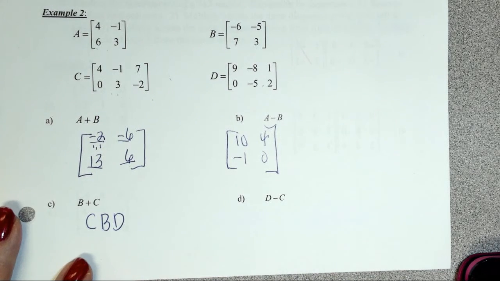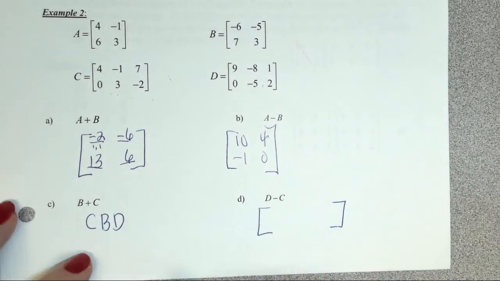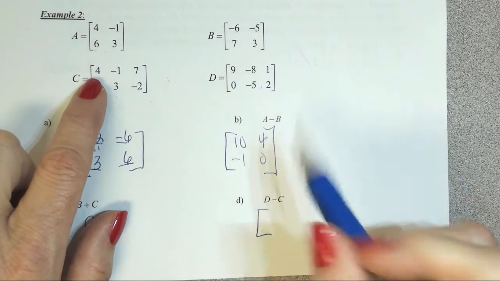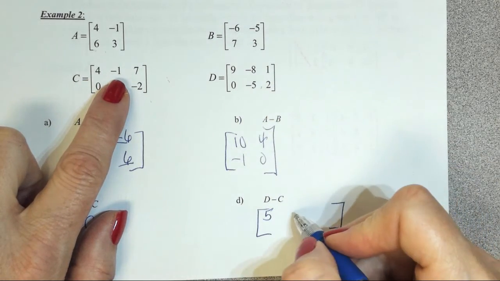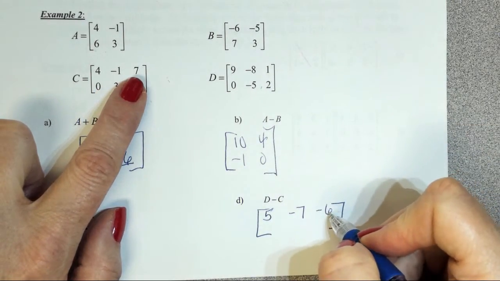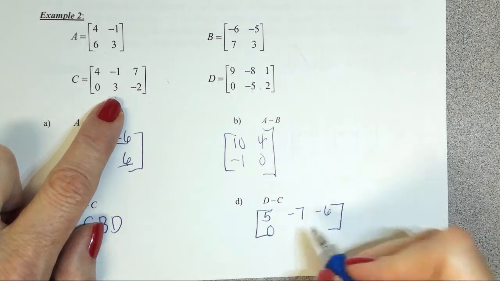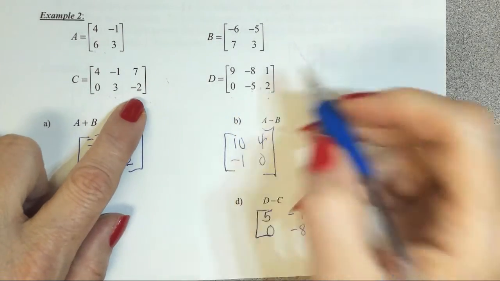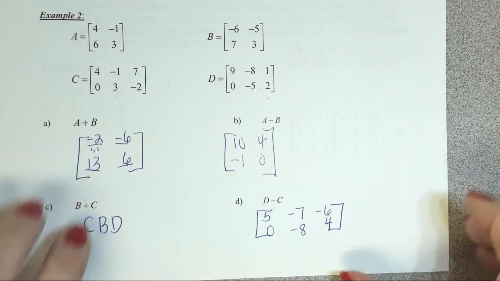D minus C. I'm going to go ahead and subtract those. I'm not going to use my calculator. I think I can do it quicker without. 9 minus 4, 5. Negative 8 minus negative 1, negative 7. 1 minus 7, negative 6. 0 minus 0. Negative 5 minus 3. 2 minus negative 2. Okay? That's quicker than putting it into the calculator. Let's go over to the next page.